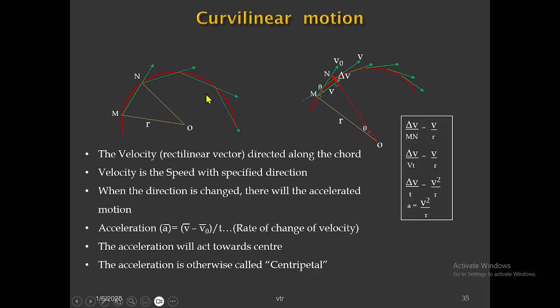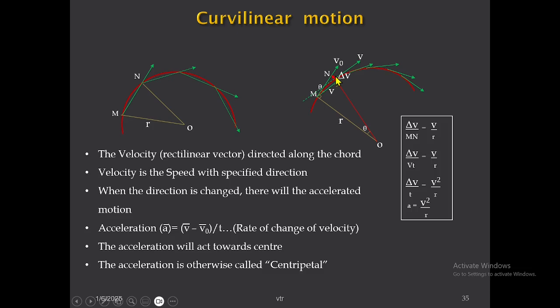Because of the change in direction, the velocity is getting changed, and we can discuss that elaborately here. This is a curved path. Let us take two points, M and N. This is your radius, and this is your tangent. Automatically this will be 90 degrees.